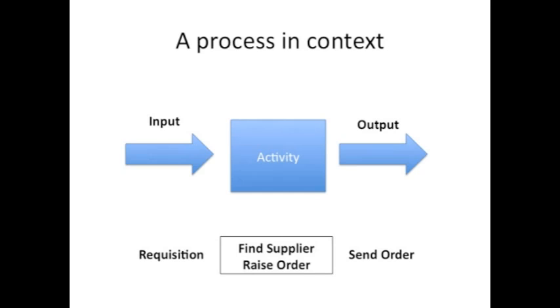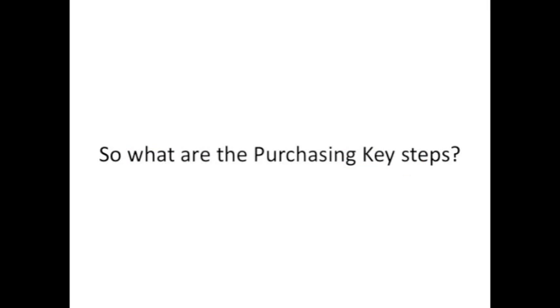Here, our activity is going to be raising a purchase order. Our input is the requisition, our activity is finding a supplier and raising an order, and our output is sending the order to the supplier. So let's take a look now at the key steps within the purchasing process.